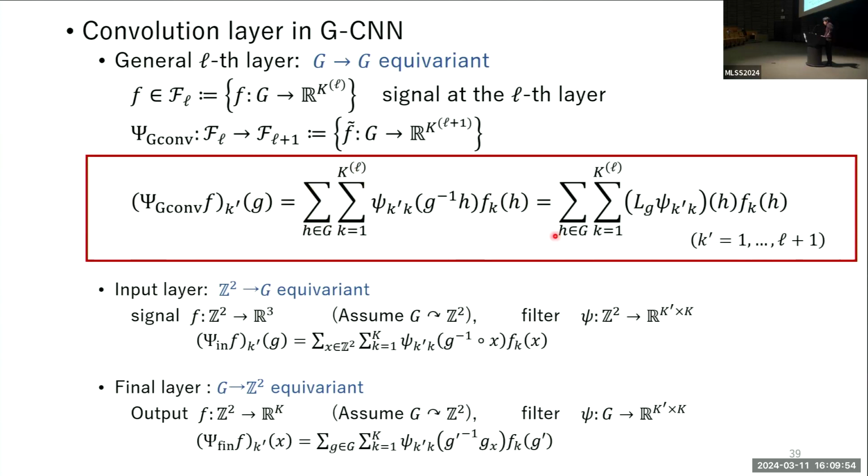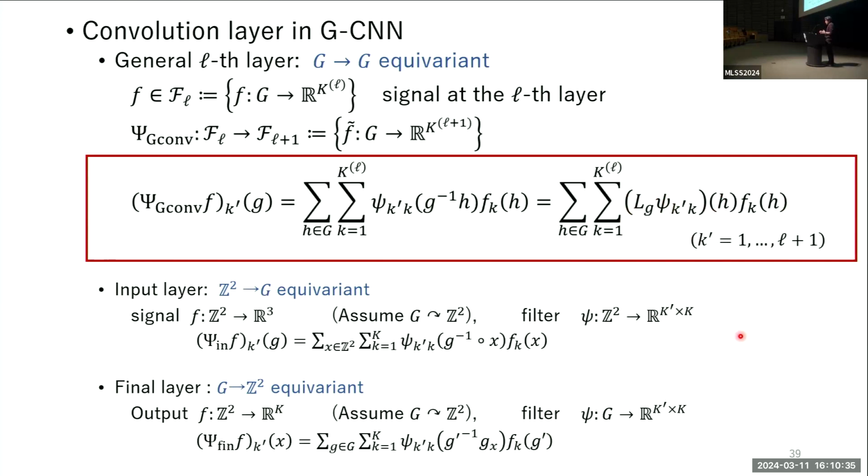And if we use the terminology of the regular representation, this is a shift of the function denoted by L sub G, and just the inner product using the group element, because the base space is a group in this case. If we take the function value at G in the output, then we just apply the shift by G to the filter and take the inner product. This is the same as the standard convolutional neural network.